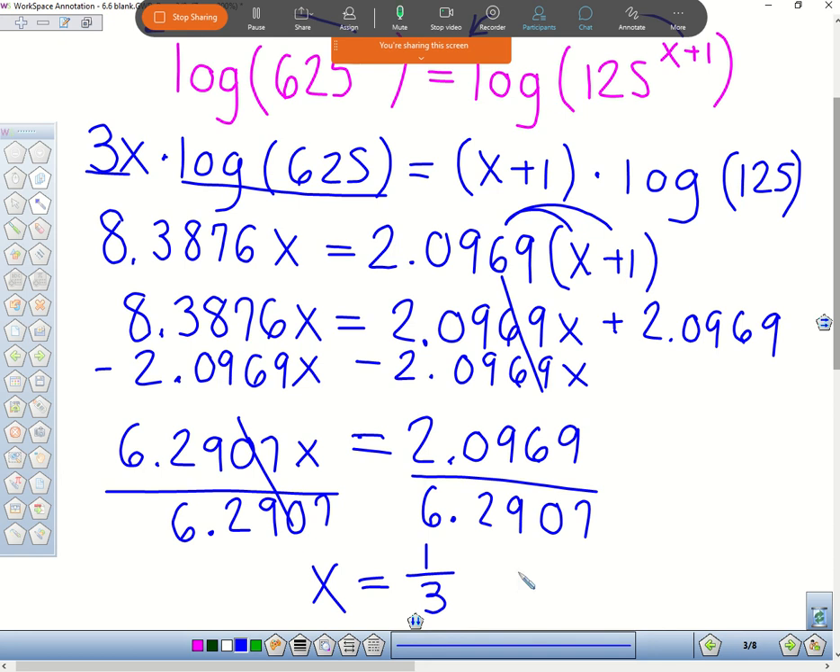Does that make sense? Yeah, I know it's pretty messy, but that's kind of the other way you have to do it.